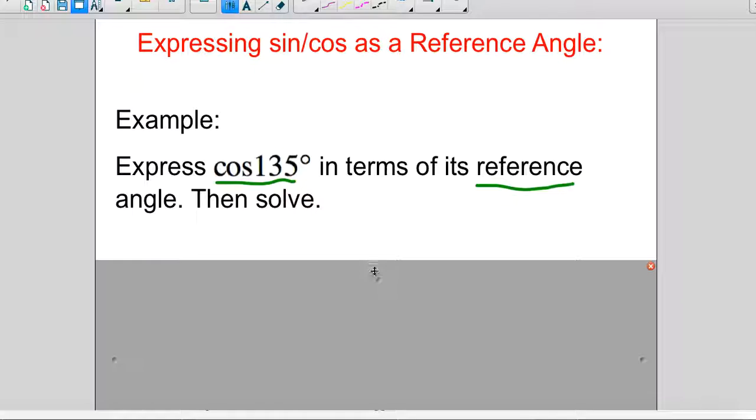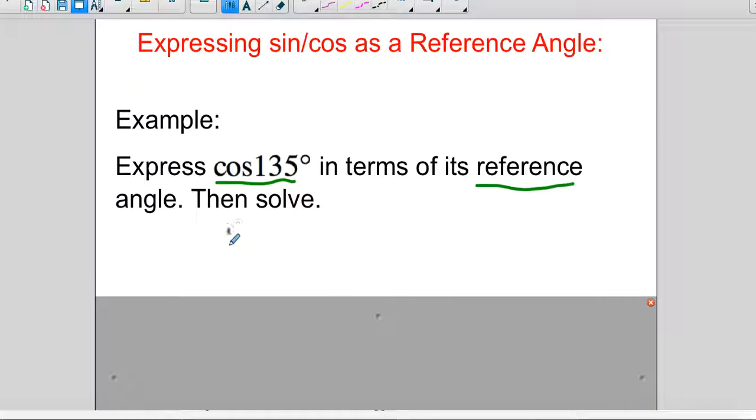If you look at 135 degrees, how could I find the reference angle? Well, if I did 180 minus the 135, that gets me to 45 degrees. So 45 degrees is the reference angle. So I need to express this as a reference angle. You say, okay, well, it must just be cosine of 45 degrees.